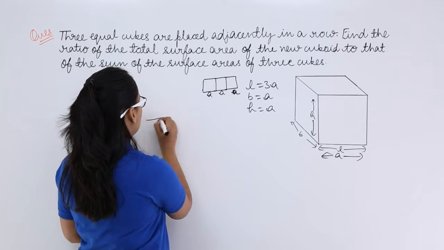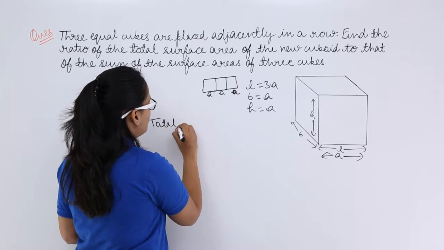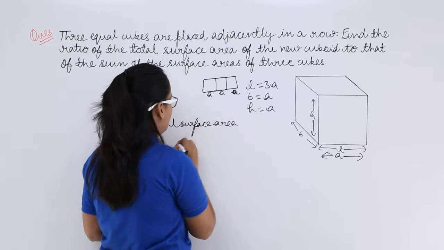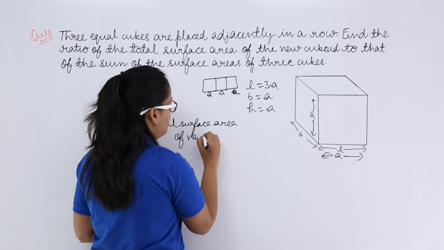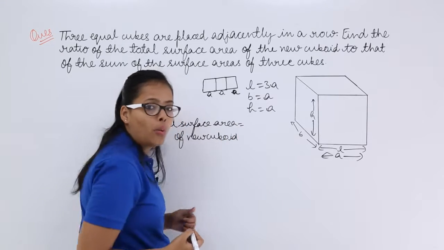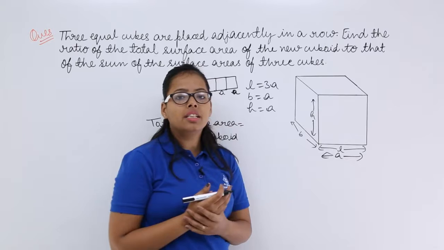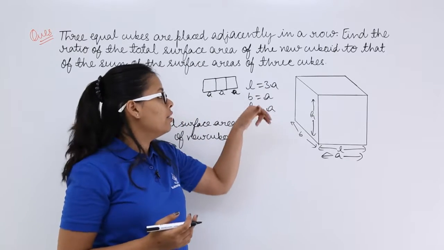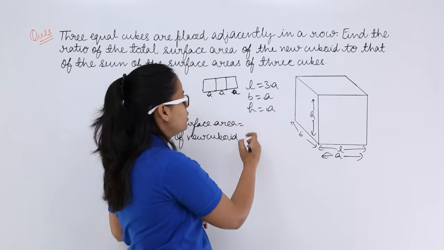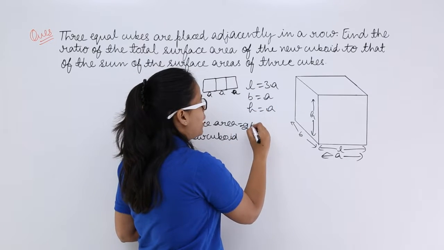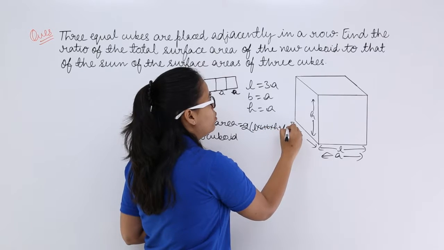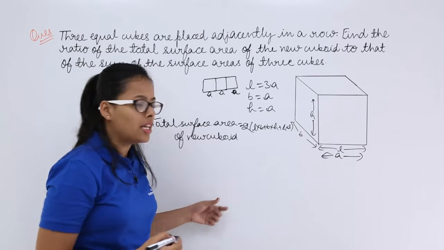Let's write down the total surface area of the new cuboid. Why is this a cuboid? You know that these lengths are not the same. Here they all are different from each other except b and h. Now you know the formula. Apply that formula here: l into b plus b into h plus h into l. This is the total surface area.